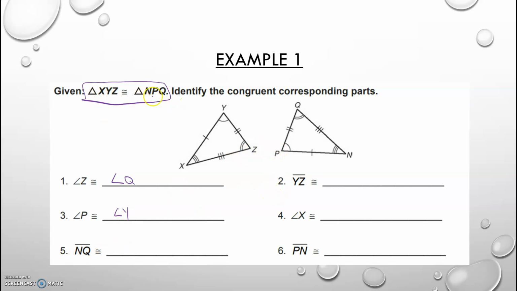NQ. I'm going to go this way again. NQ goes with XZ. I like pulling from the congruent statement rather than the picture, but you can pull from the picture. It's totally up to you. YZ goes with PQ. Angle X goes with angle N. And then PN goes with YX. And again, you could always check them back with the picture. So that's just listing the corresponding parts. Which angles are congruent, which sides are congruent.